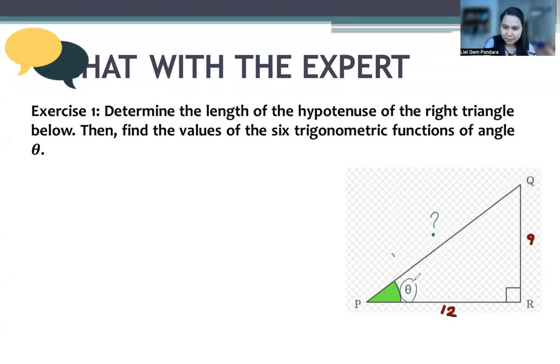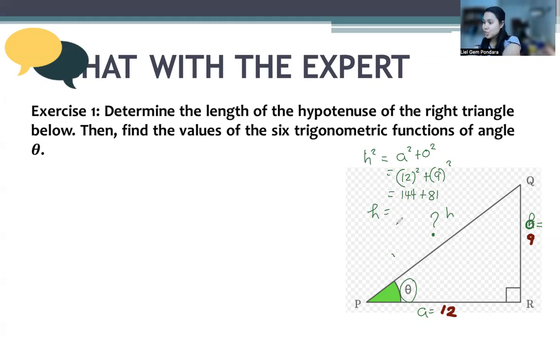Based on theta, our opposite is 9, while our adjacent is 12. We are looking for the hypotenuse. Remember the Pythagorean theorem? The hypotenuse squared is equal to the sum of the squares of the two sides. So we have 12 squared plus 9 squared. It's going to be 144 plus 81.